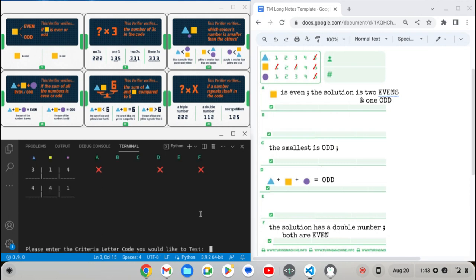Okay, so part of the reason for choosing 4, 4 was to test criteria card E and the sum of the first 2 digits. Yeah, so the sum of the first 2 digits is indeed greater than 6. So let's put that in our notes for criteria card E, and that is that triangle plus square is greater than 6.